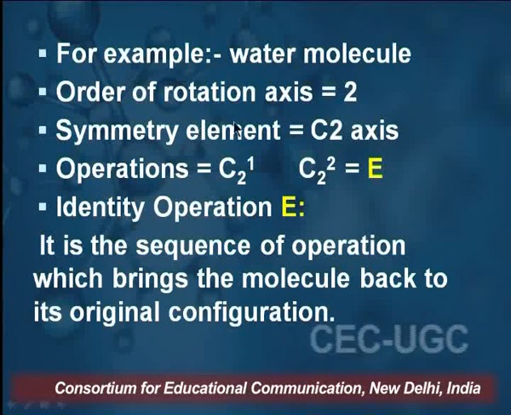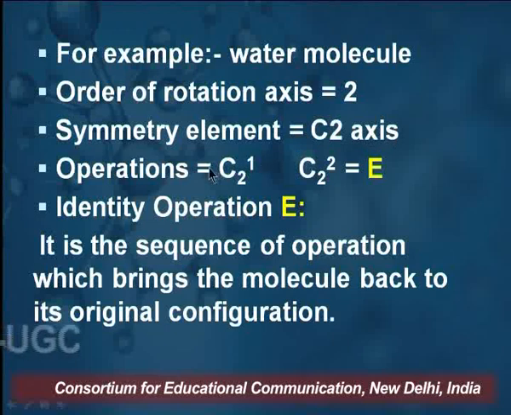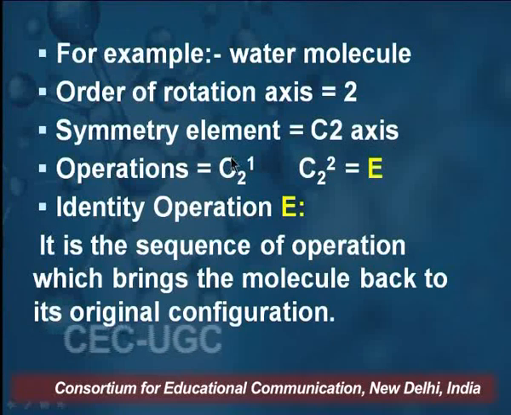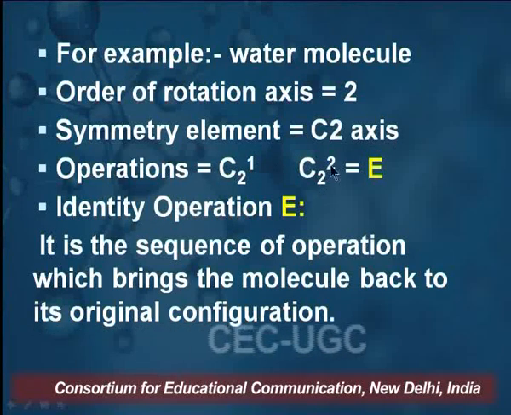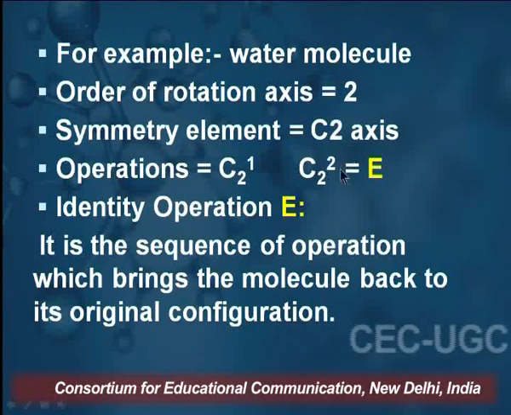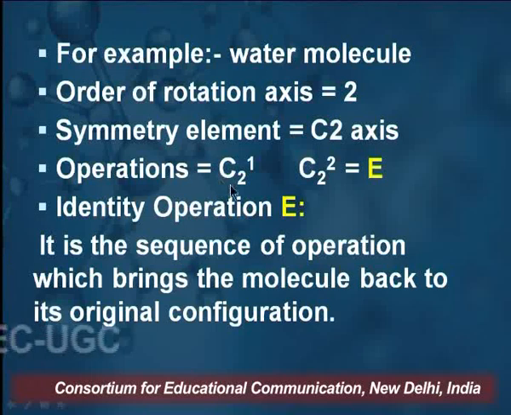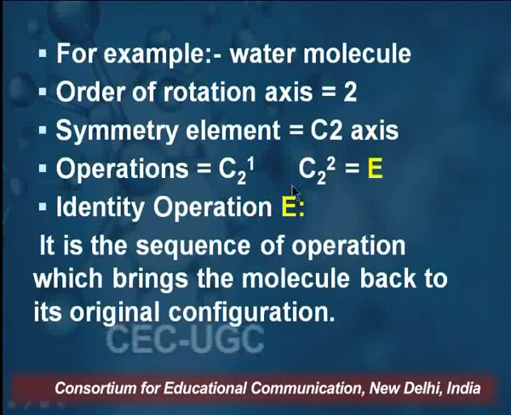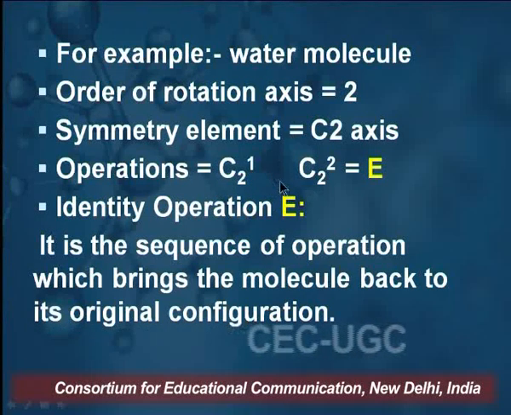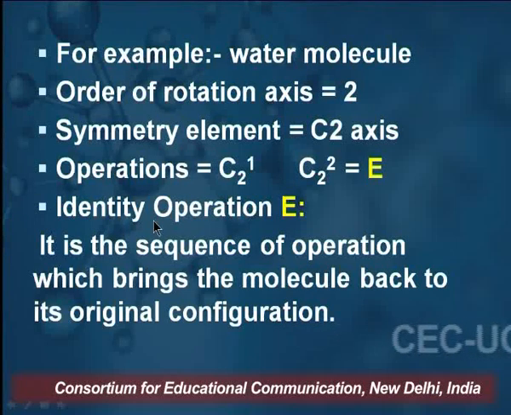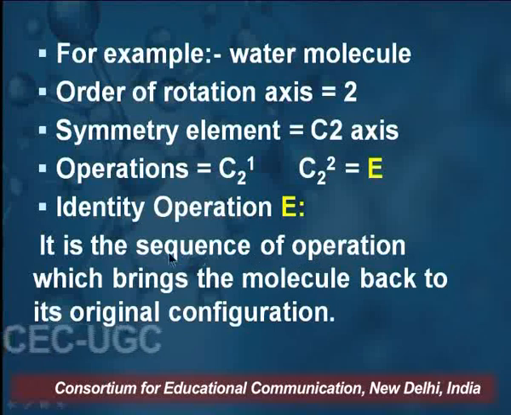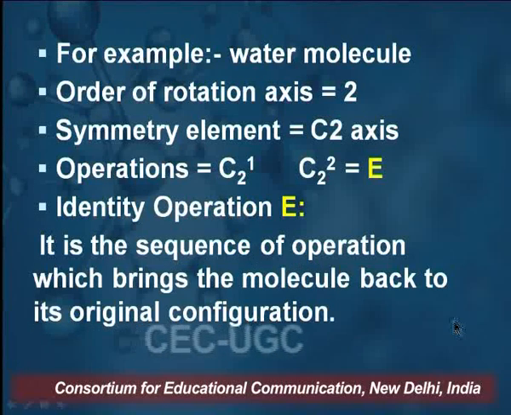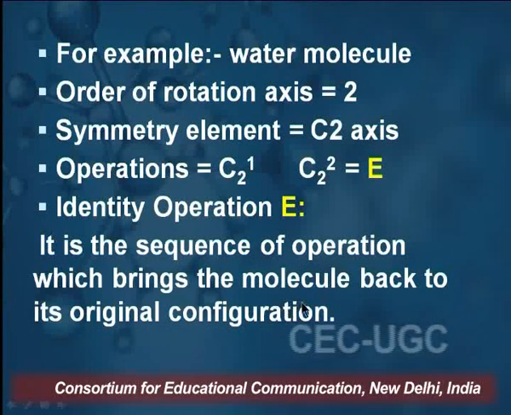And what is the symmetry element here? C2 axis. Now we are going to carry out 2 operations, that is C2^1 operation and C2^2 operation. And here this E is known as identity operation. What is this identity operation? Identity operation is the sequence of operations which brings the molecule back to its original configuration.